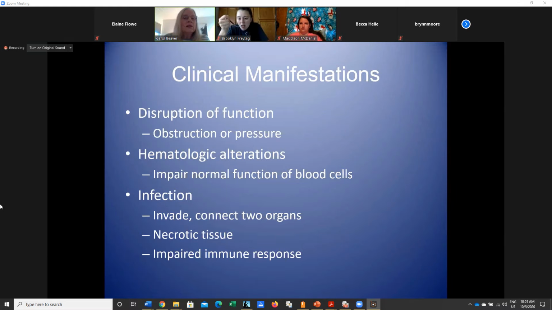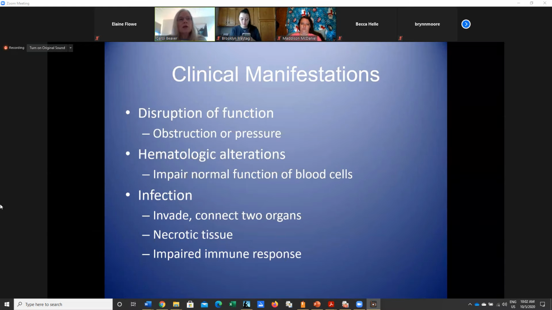So our clinical manifestations, these are general. It disrupts function of your body. Lots of parts could be having problems with function, from obstruction or pressure, for example. And then the hematologic alterations, they impair normal function of the blood cells in a lot of cases. And infection, there's definitely a risk for infection because of that invasion.